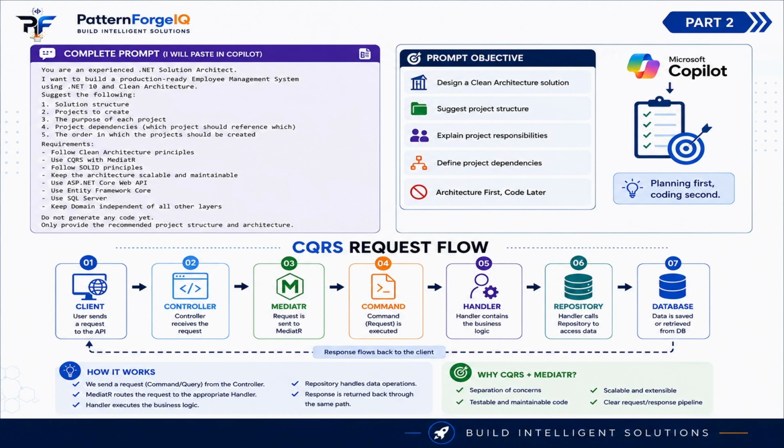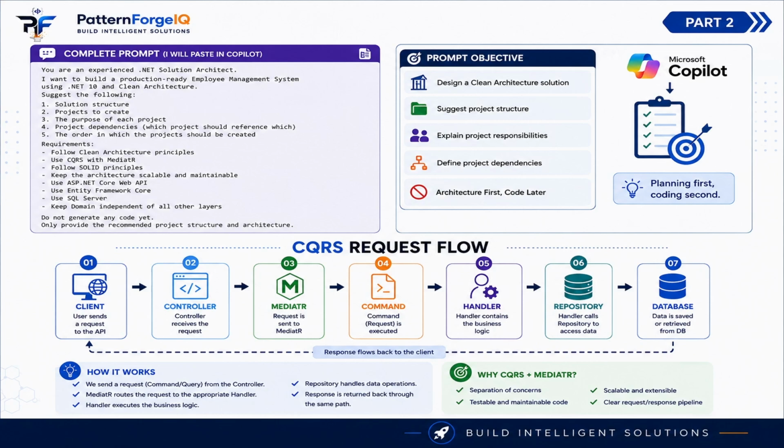Instead, we will take a professional approach. We will first define a clear objective for the AI. In this prompt, I am asking Microsoft Copilot to act as an experienced .NET solution architect. Rather than generating code, I am asking it to recommend the solution structure, suggest the projects we need, explain the responsibility of each project, define the project dependencies, and recommend the correct order in which we should build the solution.